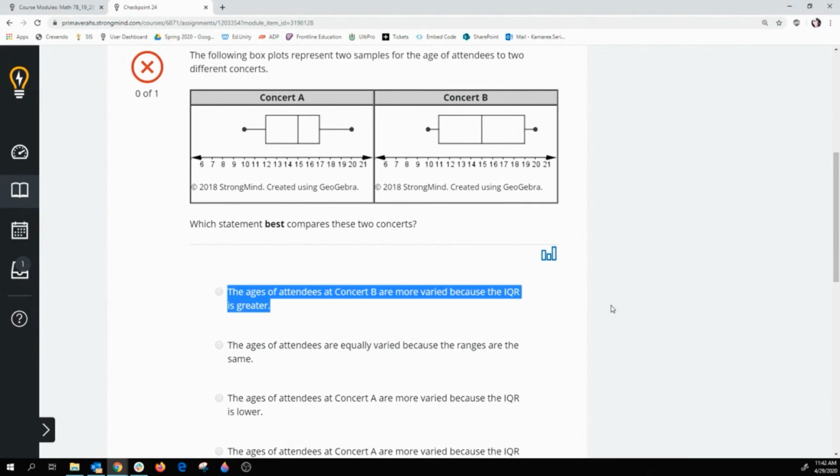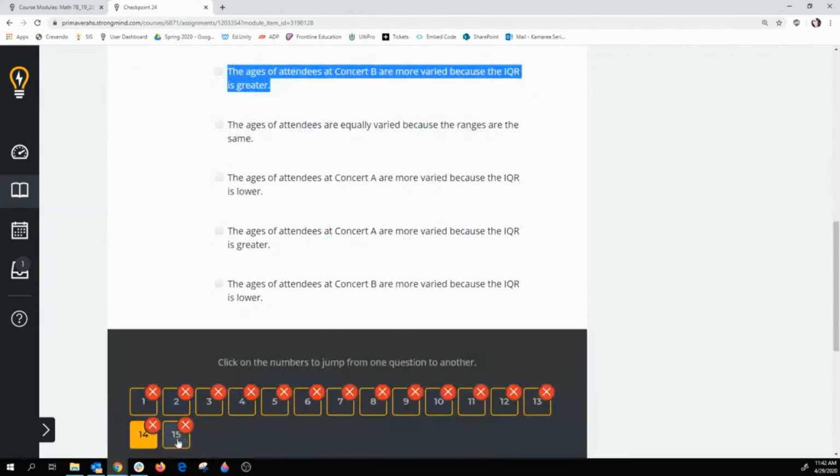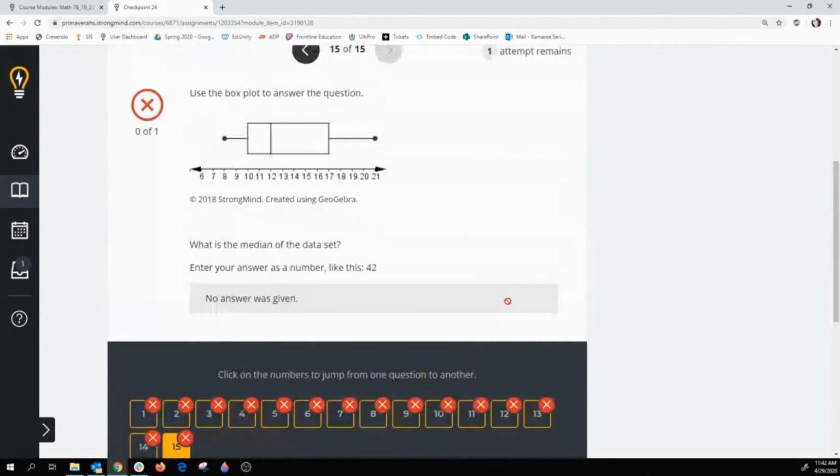So Dawson, was this problem as intense as you thought it was? Awesome, perfect. All right, and then last one. 15. Ooh, a nice easy one to finish things off with.